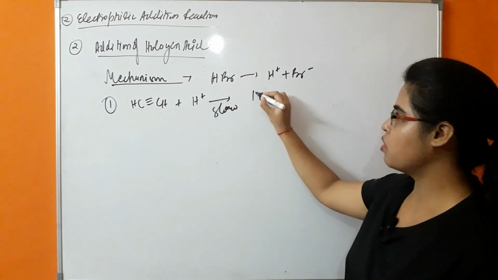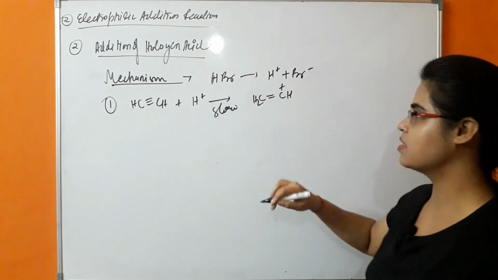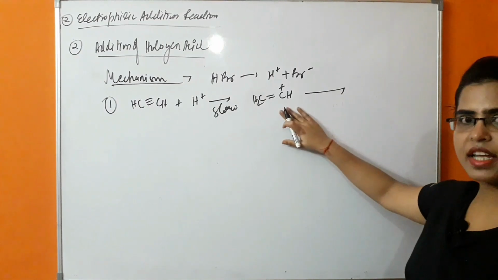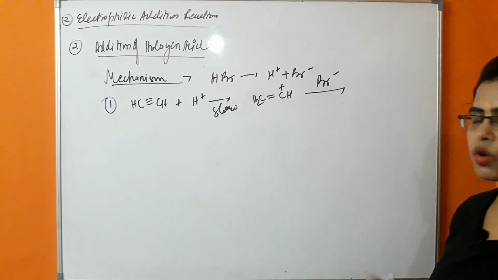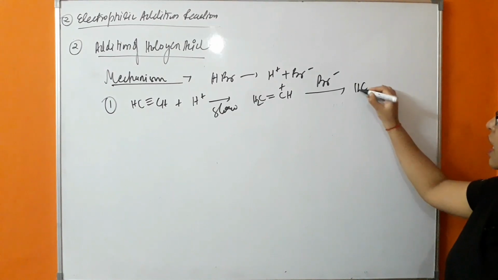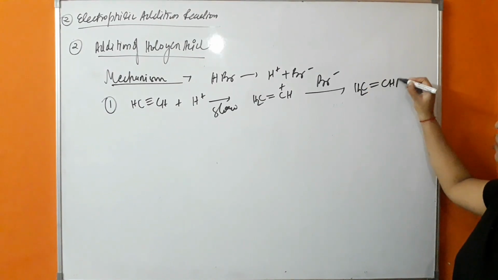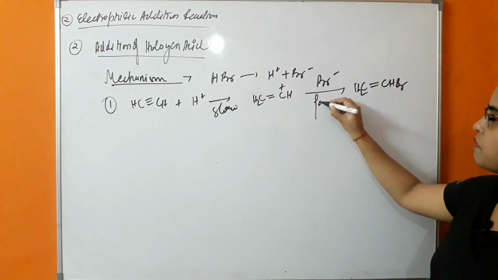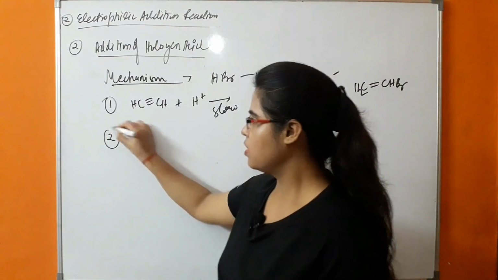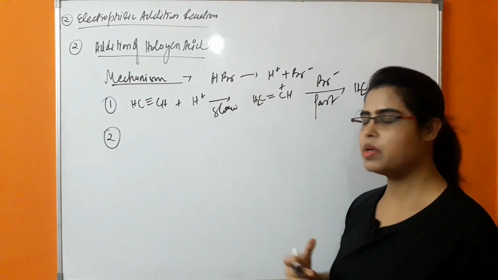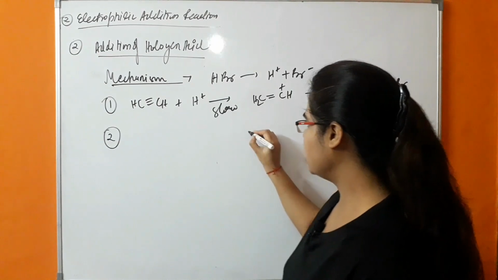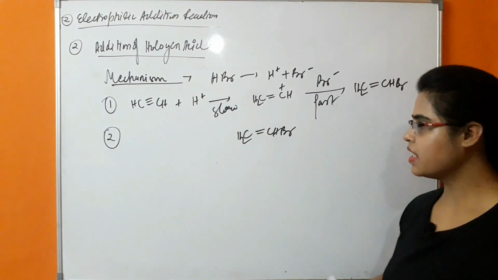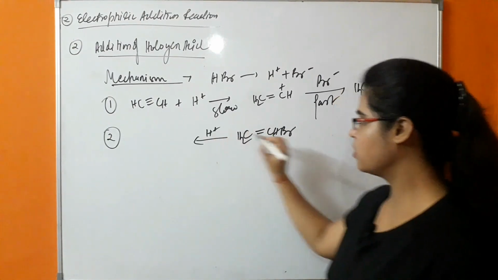So CH2 double bond CH plus, this carbocation, will be formed. In the next step, the reaction takes place with the nucleophile, which attacks the carbocation. So this compound is formed. This is vinyl bromide. This step is fast. The reaction occurs in two steps, so in the second step this vinyl bromide is attacked by H plus.